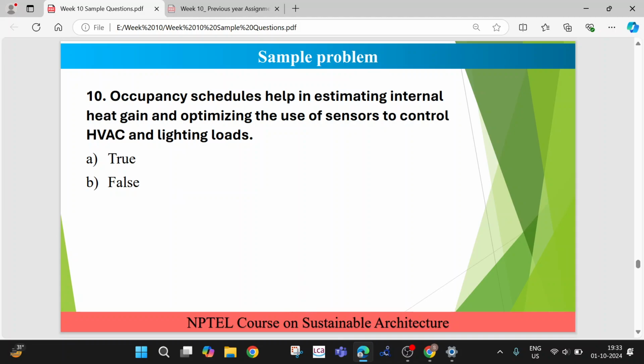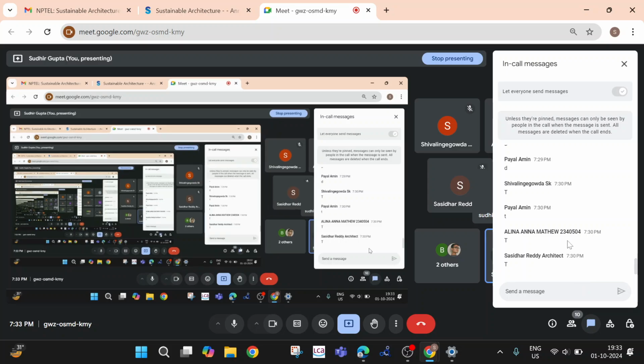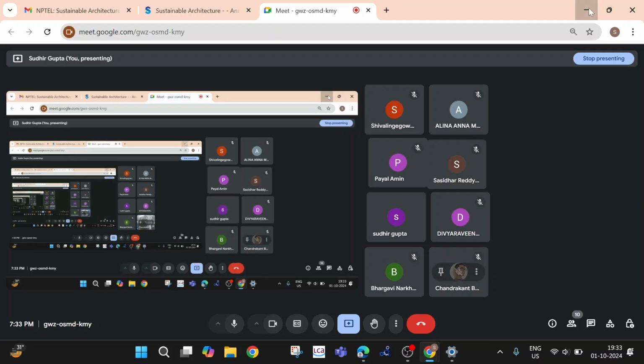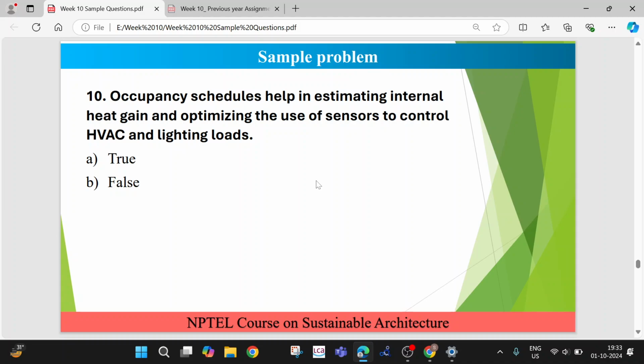So all of you answer this question. Yeah, all of you have answered it as well. So 2 is the right answer for this question, and the statement itself is clear that the occupancy schedule impacts the internal gain. If you do not schedule it correctly, then obviously it will impact the internal heat gain, and it will help you to optimize the HVAC and lighting loads for energy savings through the use of sensors.